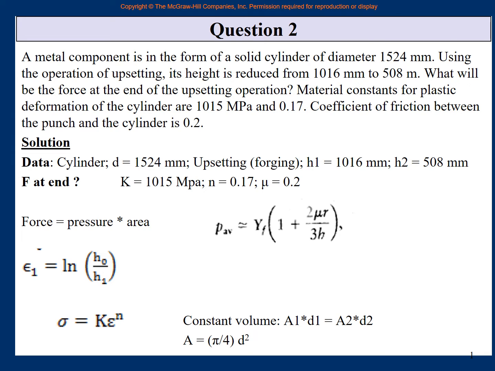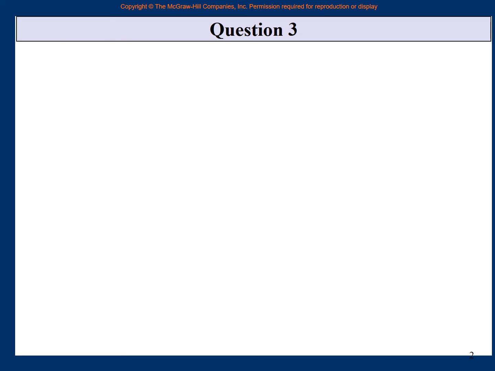And of course, area is pi by 4 d square. Let us go to the next question of the quiz.